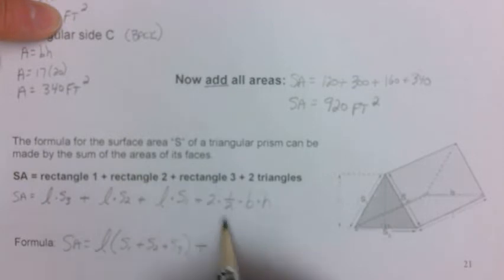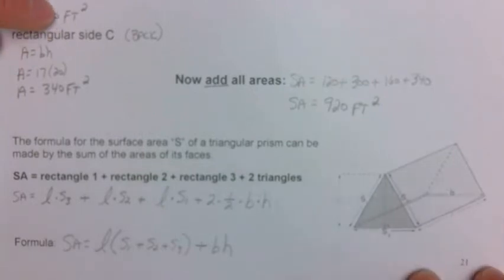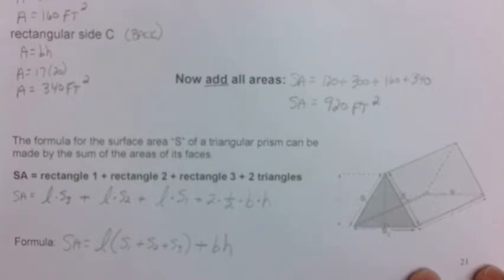Now, if we only look at this part of the formula, 2 times a half equals 1, so this is really just base times height. And this is the formula we can use to find the surface area of a triangular prism: length times the sum of the 3 sides of the triangle, plus the base times the height of the triangle.